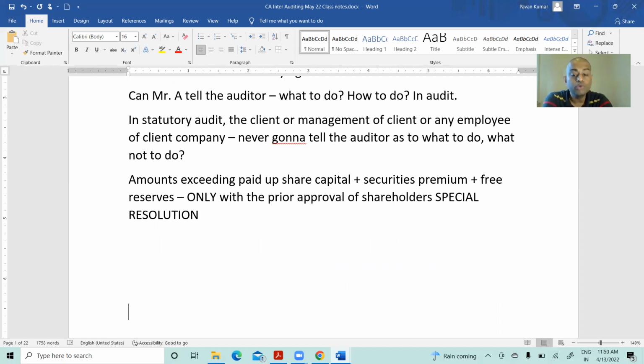So if you are the auditor, you need to verify the special resolution. You need to first check the amount of loan. If this loan plus all the previous loans put together are exceeding 100% of the paid up share capital plus security premium plus free reserves, then you have to verify as an auditor whether any special resolution is passed by the shareholders, giving authority to the board of directors to borrow money. Otherwise, it is non-compliance with the Companies Act. Directors will be personally responsible then.